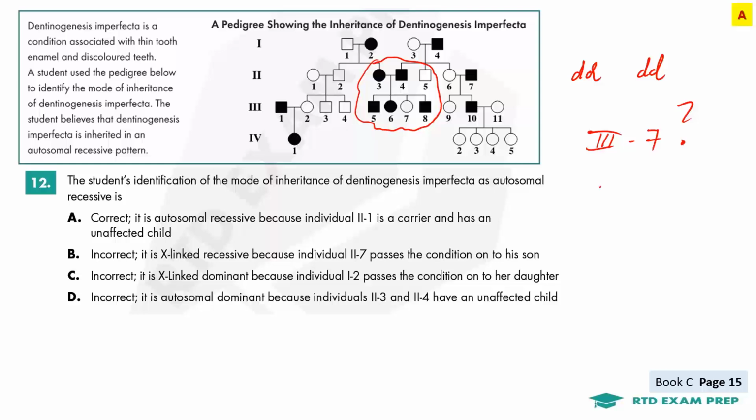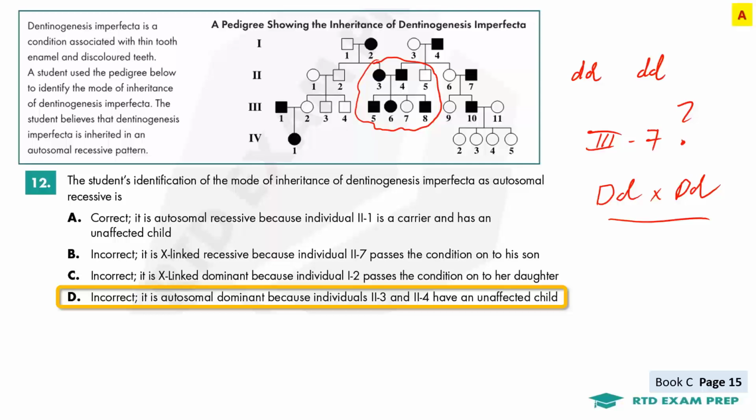But if we switch that so that the parents were now a dominant condition, then we can produce all the offspring, 3-5, 3-6, 3-7, and 3-8 with this combination. So number 12, our best answer is D because of the rationale that I showed you here.